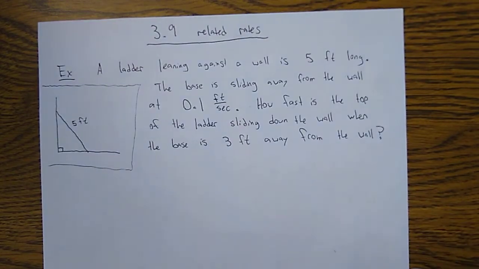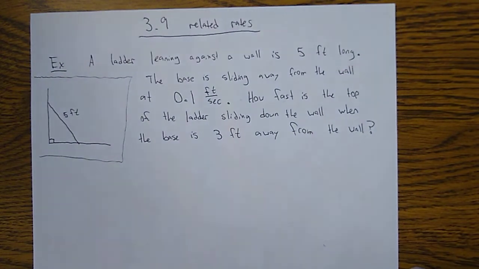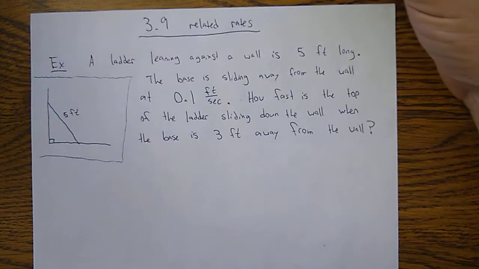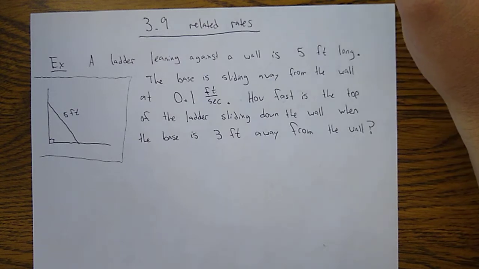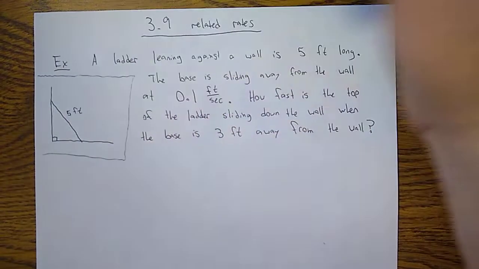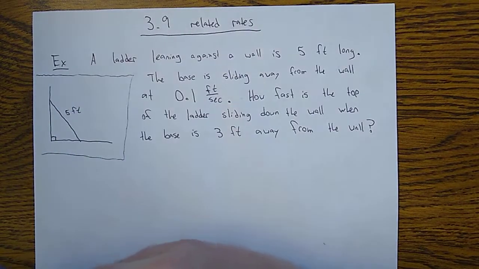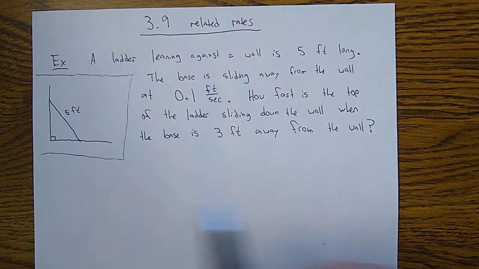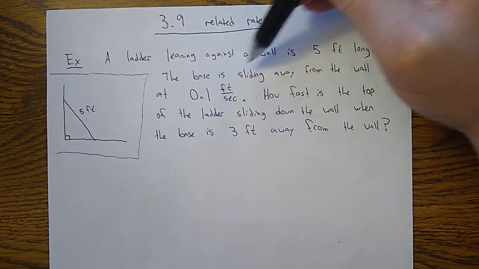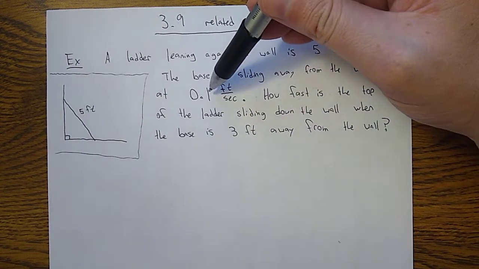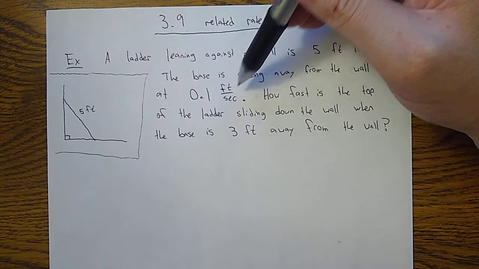Okay, so here is a classic ladder sliding down a wall problem. These examples are very typical when people are introducing related rates questions. So we have a ladder. It's leaning against a wall. The ladder is 5 feet long. The base of the ladder is sliding away from the wall at 0.1 feet per second.